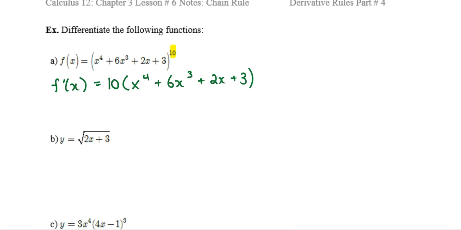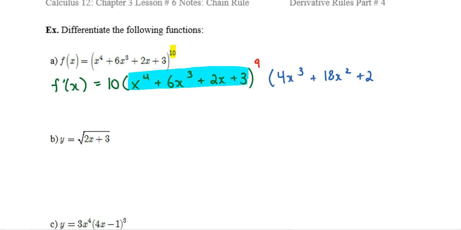The power rule states that you need to subtract the exponent by 1, so this will give you an exponent of 9 now. And then all you have to do is take the derivative of your inside function, which is highlighted here in blue. The derivative of that we can do in our head. That's going to be 4x cubed plus 18x squared plus 2. And the derivative of 3 is simply going to be 0. So I can close my bracket off there, and that is our final answer right there. Okay, so that one's done.